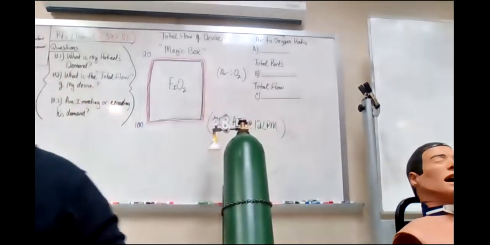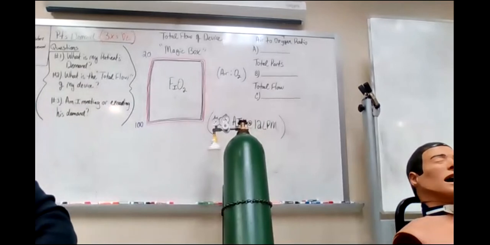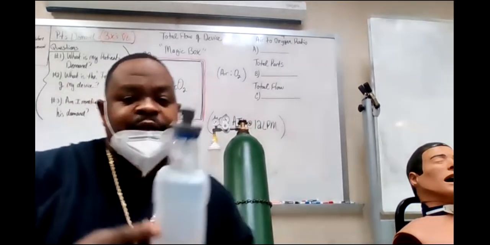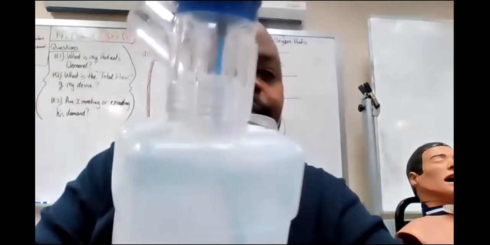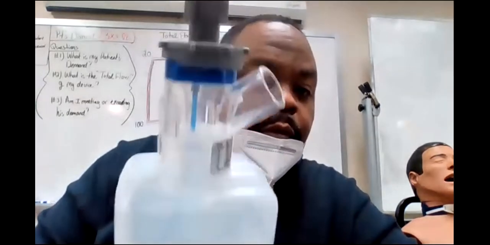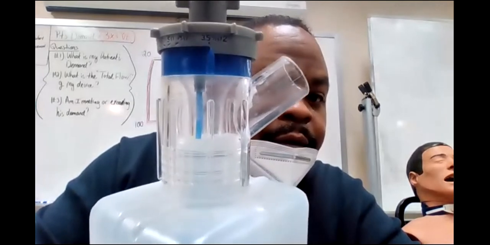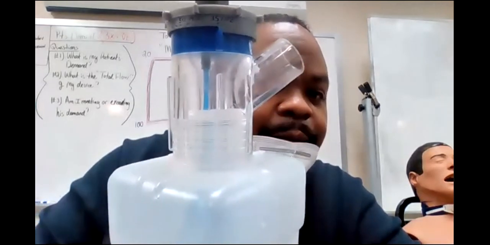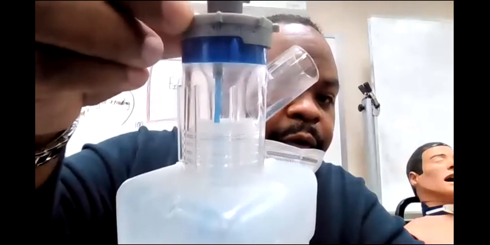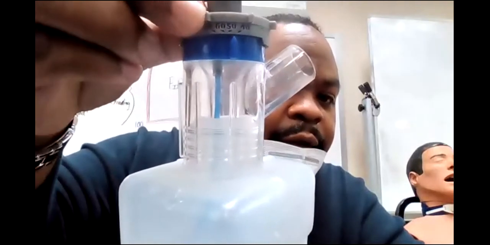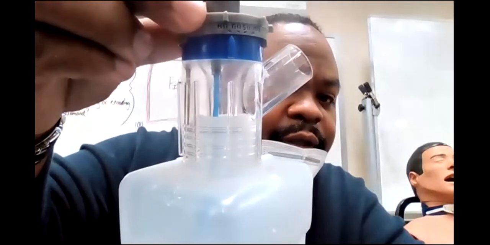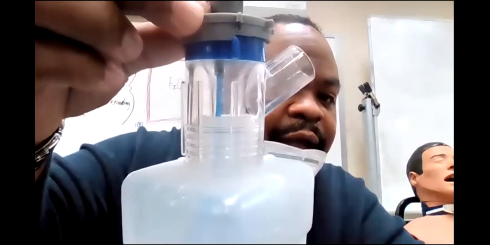They come in different shapes and sizes. This is also considered a Venturi setup. Look at this one. See the numbers right there? See that says 35% right there? Yes, sir. 35, 40, 50, 60, 80, and then 95.